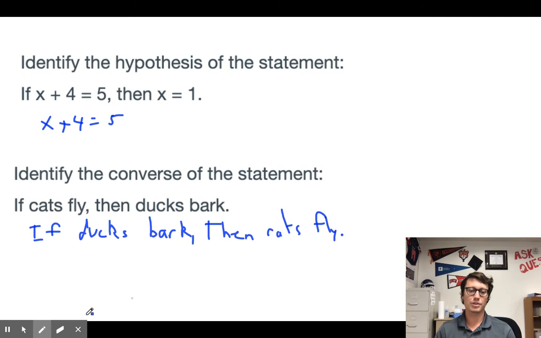That should be a lowercase t. I apologize to all you English teachers out there.